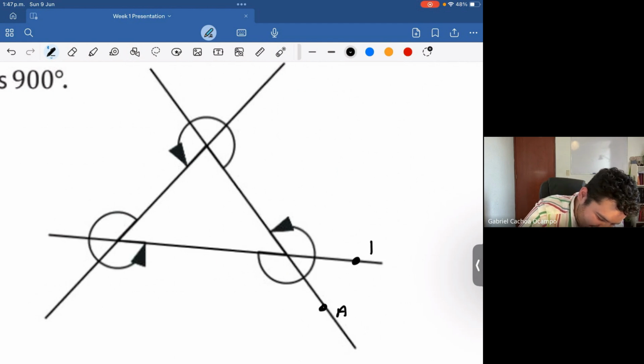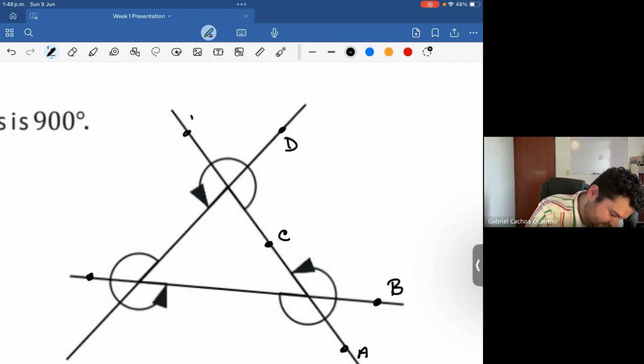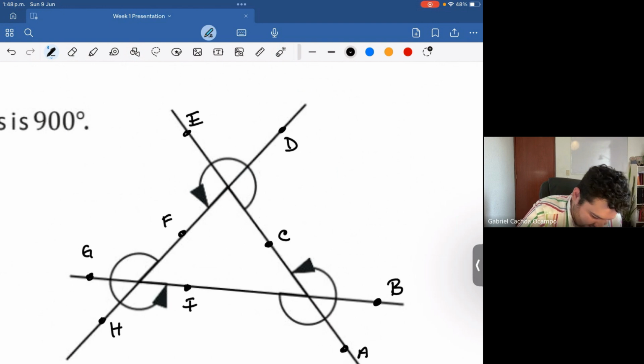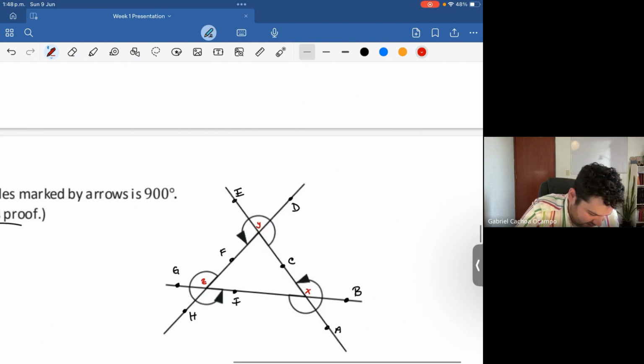A, B, C, D, E, F, G, H, I. And I'm going to call the points X, Y, C.